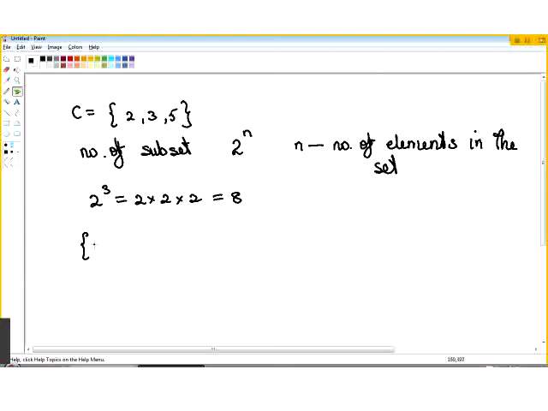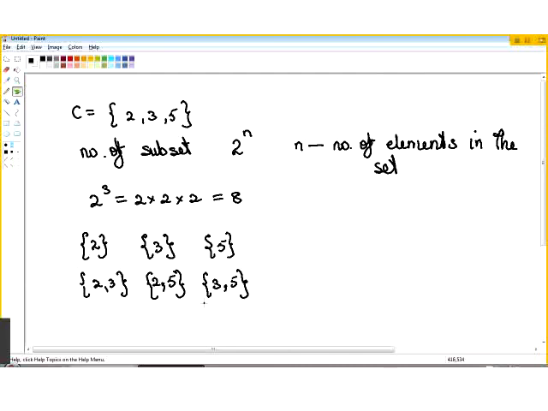So let's see. We could have sets with single elements: 2, 3, and 5. We can look at sets with 2 elements in them: 2 and 3, 2 and 5, and 3 and 5. And if we total this up, we only have 6.